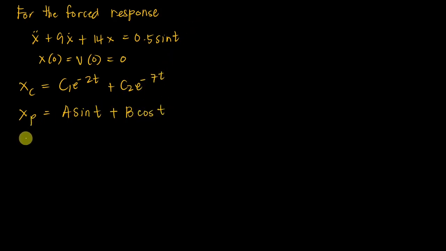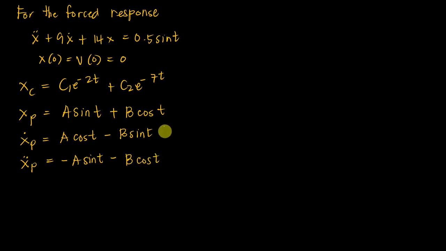Now, let's get the first derivative kasi kailangan natin siya dito. Pag mag-equating coefficients tayo, di ba? Sa method of undetermined coefficients, kailangan ng first derivative. The first derivative is a cosine t minus b sine t. And for the second derivative, na kailangan din natin para makuha yung values ng a at b kasi pag nag-substitute tayo dito, we need the second derivative. So the second derivative is negative a sine t minus b cosine t.